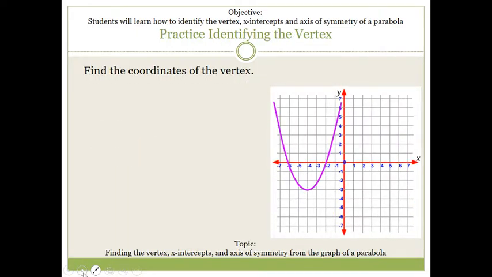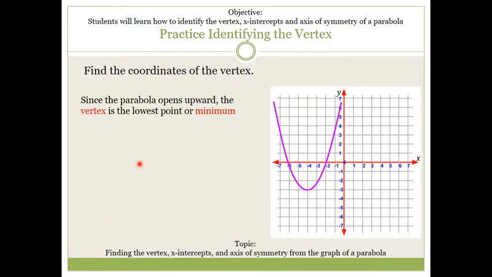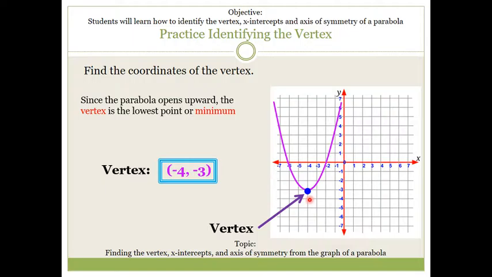All right, so find the coordinate of the vertex in this example. As an ordered pair, remember, we list the x first, then the y. All right, we know the parabola is opening upward. The vertex is a lowest point, or a minimum. Right, we call the lowest point a minimum. And that minimum, or vertex, is located in this case at -4, -3.